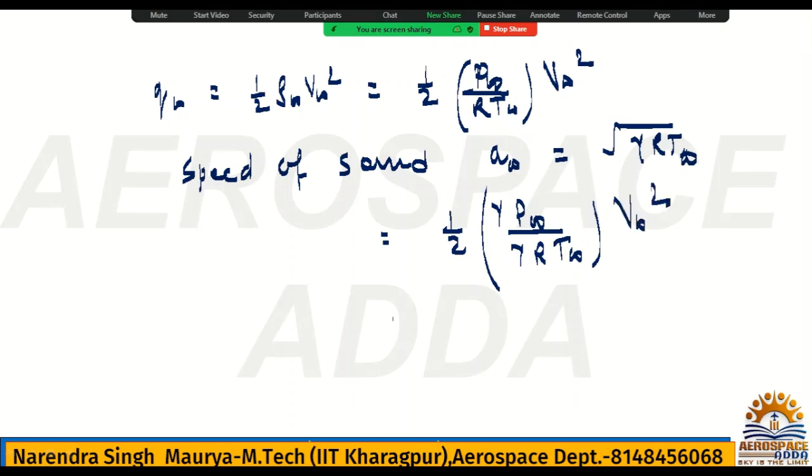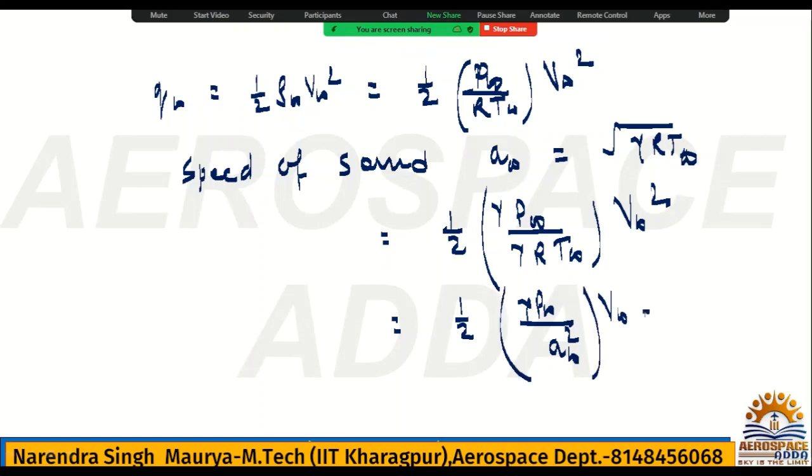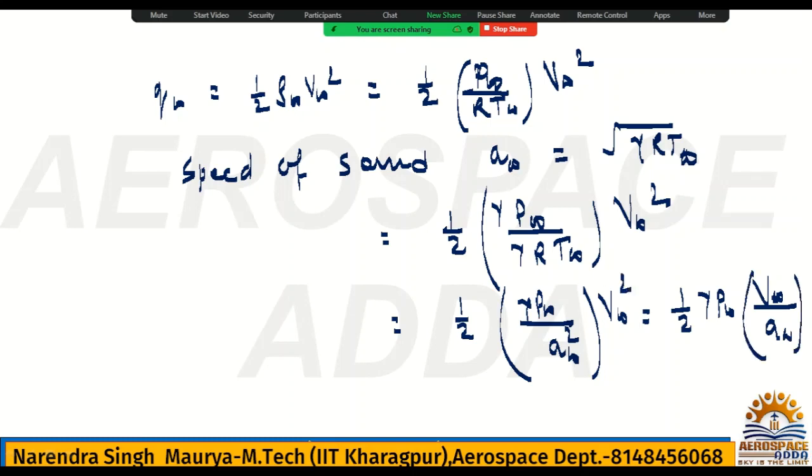V infinity square, 1 by 2 gamma P infinity. What is the root of gamma RT? Root of gamma RT is nothing but A infinity. So what is the gamma R T infinity? It is A infinity square into V infinity. Okay, 1 by 2 gamma P infinity, V infinity by A infinity. Check, both are square, na. See, V infinity and A infinity, so make a bracket and then write.